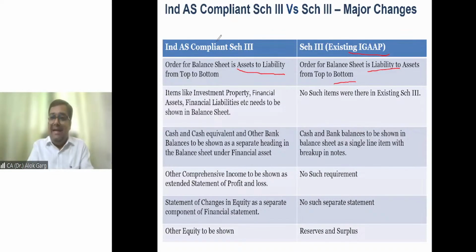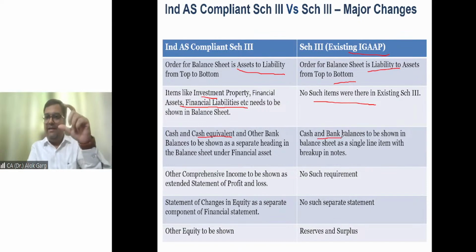So friends, in Ind AS, line items like investment property, financial asset, financial liability, etc. are there. But in IGAP, no such line items were there. Cash and cash equivalents and other bank balances have to be shown as a separate heading on the face of the balance sheet in Division 2 to Schedule 3. But in Division 1 in IGAP, the line item is cash and bank balances and the breakup has to be shown in the notes to accounts.